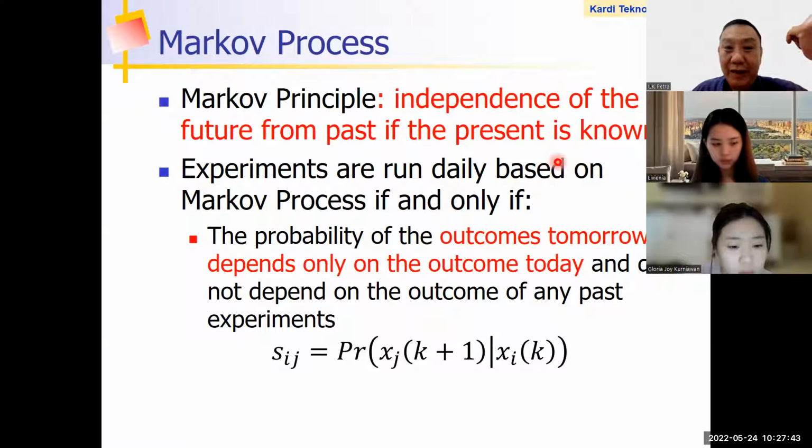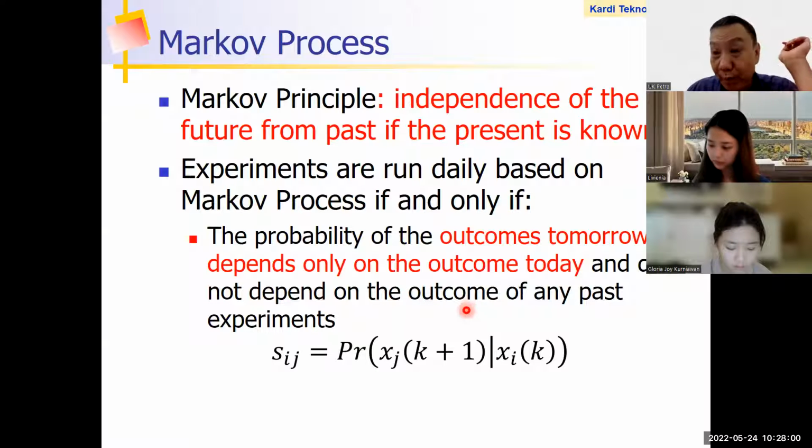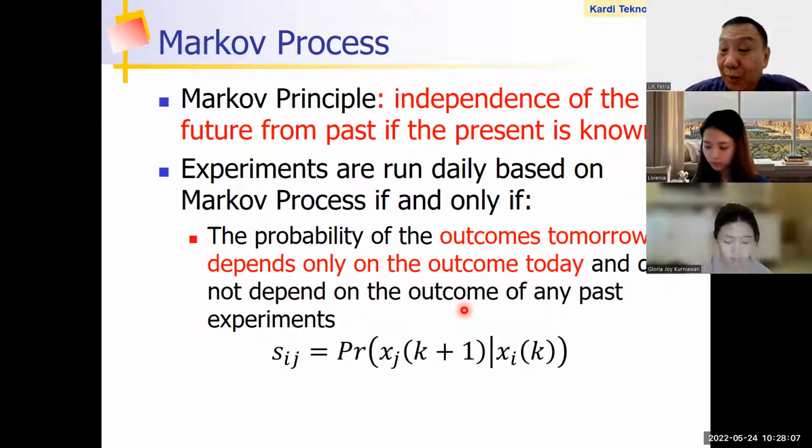So the experiments are run on a daily basis. If you say it's a Markov process, that means the probability of the outcome tomorrow depends on the outcome today and does not depend on the outcome of any past experiment. This is a very strong assumption, you know, because you can delete all the previous values in the back.